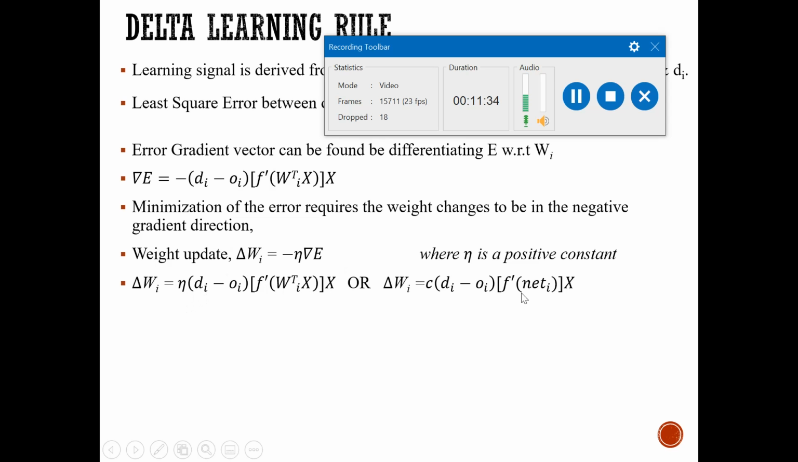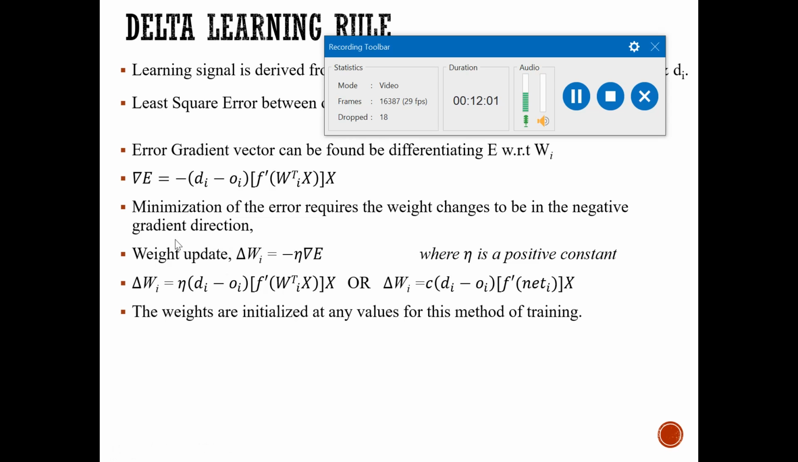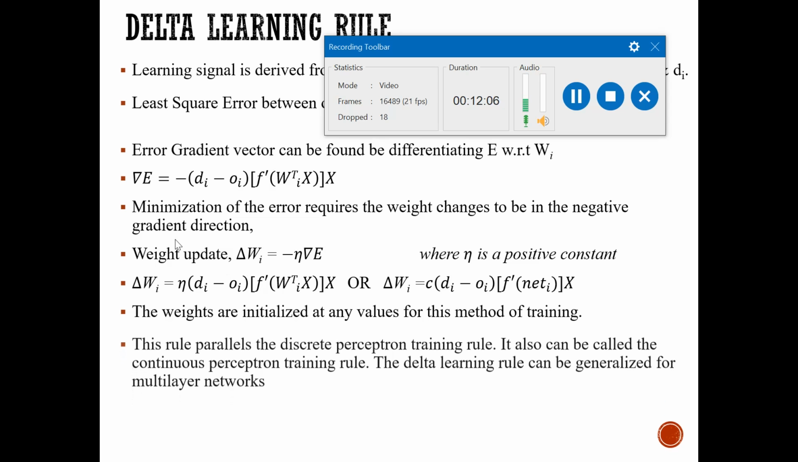So this eta, if we want to write it in our usual form, we have taken this as c, that is your learning constant. So here it is eta. Sometimes they may give you eta, sometimes they may give you c. So I have written both the rules. Rest everything is the same. Just here it is wi transpose x, which is nothing but net i. So I have written it in the form of net. So the weights in this particular method can be initialized to any values. There are no fixed values. So you can initialize to any values in this particular method.